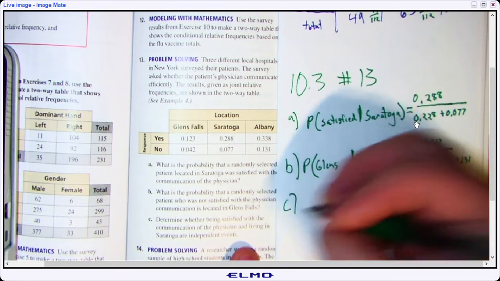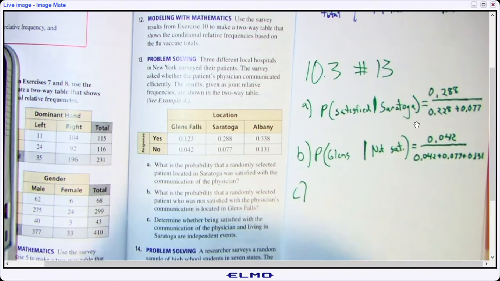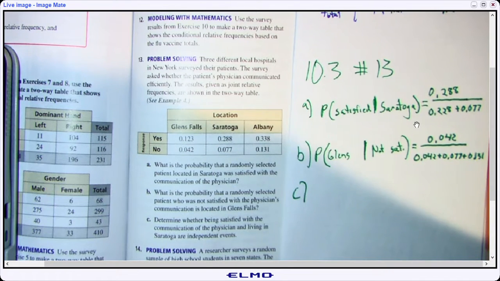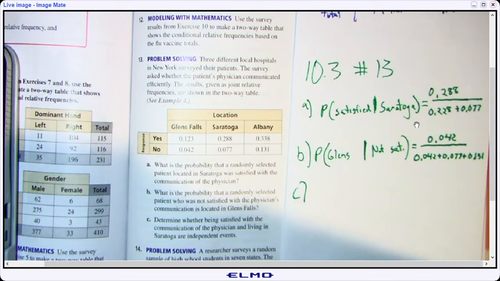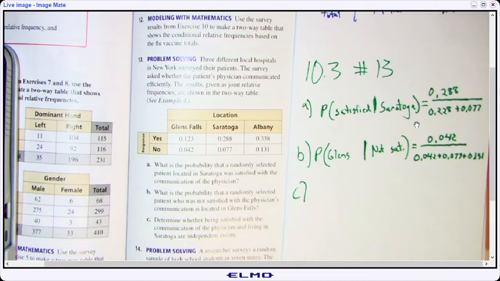All right, let's do it for C. This is the last one of the whole set. Good for you, you made it. Determine whether being satisfied with the communication of the physician and living in Saratoga are independent events. Oh, remember we talked about this one in class. Unless you were first hour, I don't think we did, in which case, my bad. First hour, we covered it and all the others. But that's okay, you're here now.